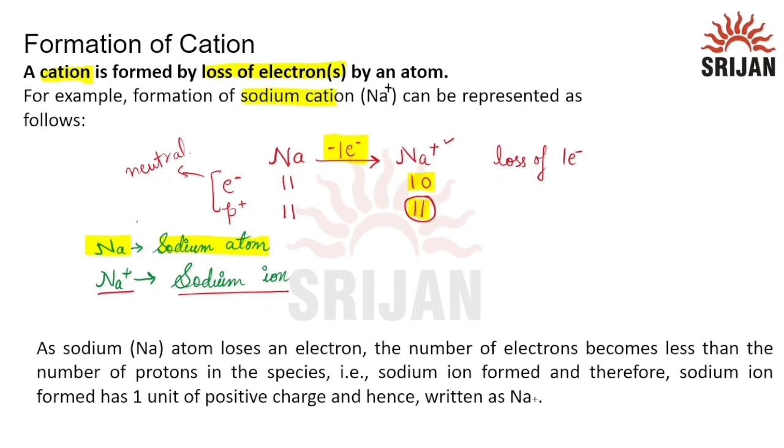Therefore it is written that the sodium atom loses an electron, meaning it is losing one electron. The number of electrons becomes less than the number of protons in the species. As you can see, 10 electrons are less than 11 protons. As a result, sodium ion is formed, and the sodium ion formed has 1 unit of positive charge because there is an imbalance of only 1 electron, hence written as Na+. This is the representation of sodium ion.